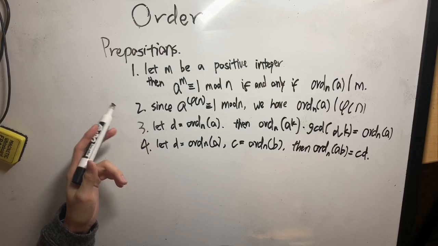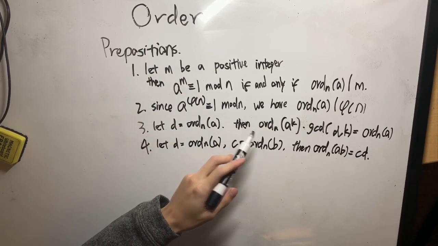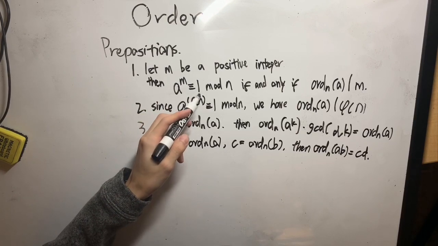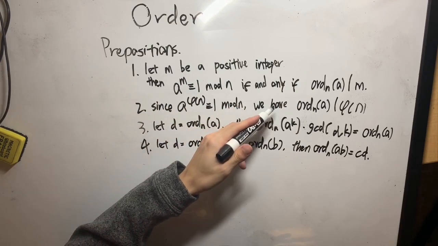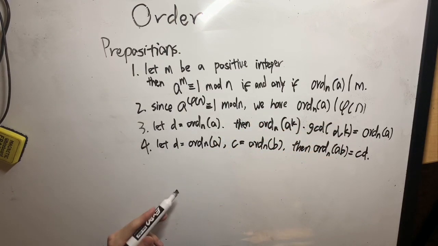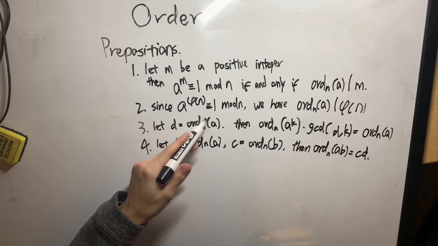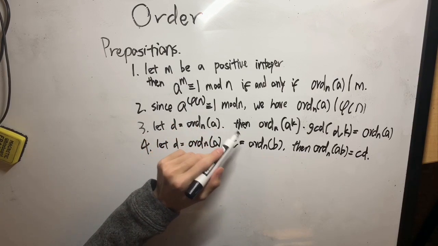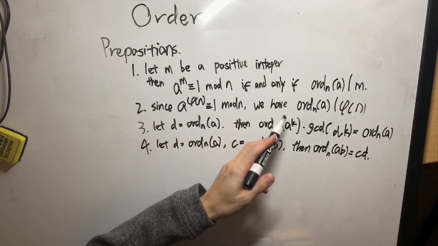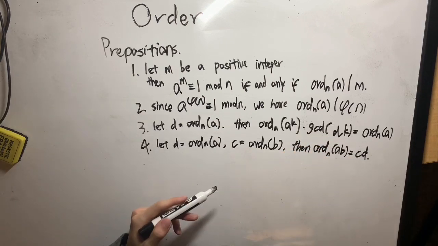So here are the propositions of order. First, let m be a positive integer, then a to the m is congruent to 1 mod n if and only if the order of a modulo n divides m. The next one: since a to the phi n is congruent to 1 mod n, this is what we learned in Euler's theorem, we have that the order of a modulo n divides phi n.